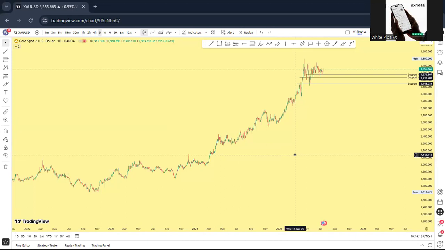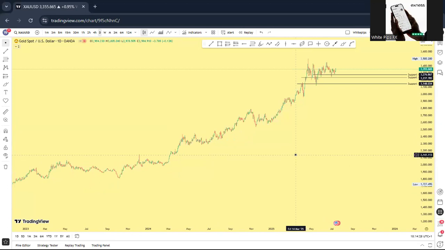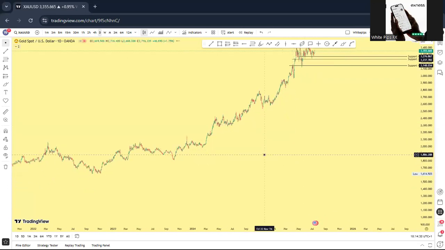Now, note this: because the market is bullish doesn't mean that the market will not sell. The market, of course, will sell before it continues its bullish trend. Now, looking at the chart, this market is bullish.